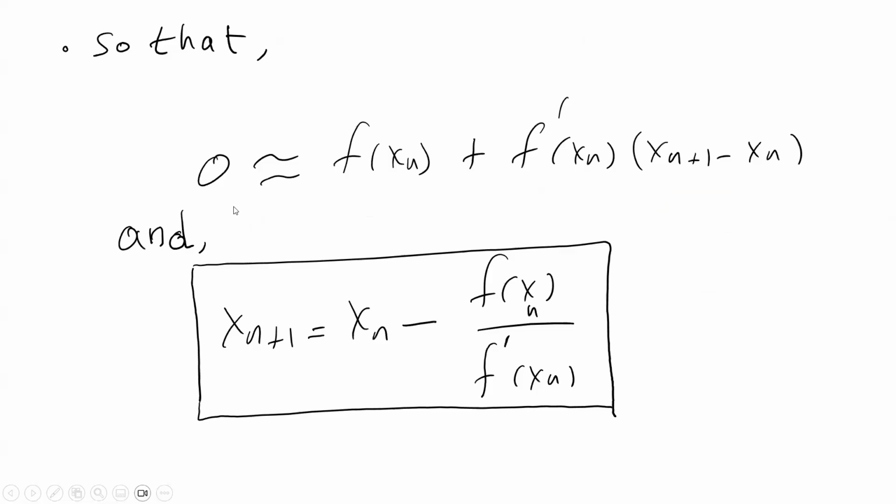Now the left side of the Taylor series becomes 0 because the value of the function at x sub n plus 1 is 0, and we have these two terms. Once we rearrange these equations, we arrive at the Newton-Raphson method formula.